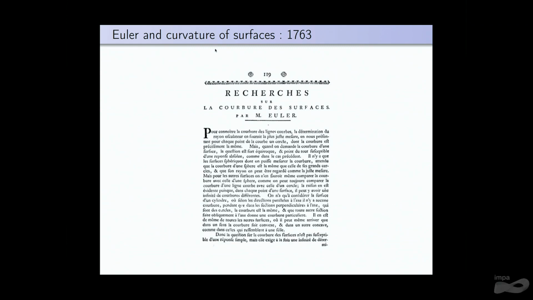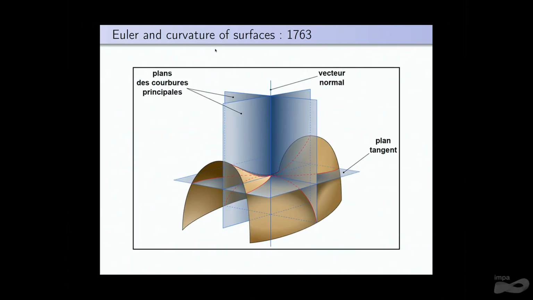Anyway, so Euler wanted to understand what is the meaning of curvature for a surface. At the time, people knew what was the curvature of a curve in the plane, but they wanted to understand what's the curvature of a surface. And Euler wrote this wonderful paper in which he defines these principal curvatures.